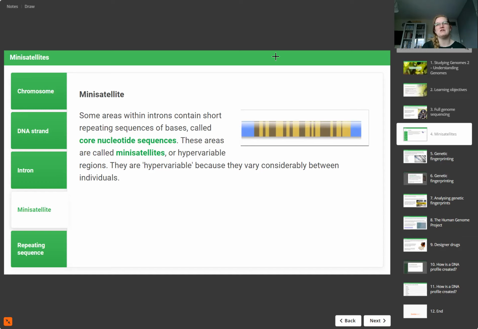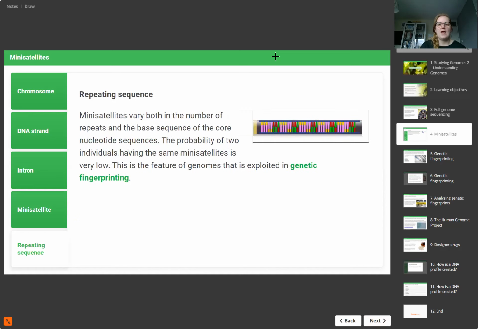There's a lot of difference between individuals, even of the same family, and you can start to pick out individuals quite quickly like that. Mini satellites vary both in the number of repeats of the core nucleotide sequence and in the base sequence of the core nucleotide sequences. So the probability of two individuals having the same mini satellites is really, really low. This is a feature of genomes that is exploited in genetic fingerprinting. When someone says we've got a DNA match at a crime scene, it's these mini satellites, these repeating sequences, that we use for genetic fingerprinting. That's what we're going to have a quick look at now.